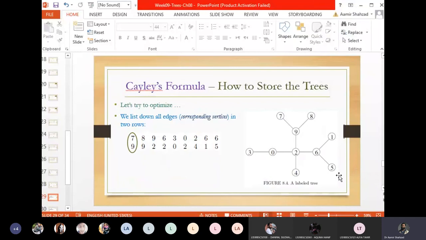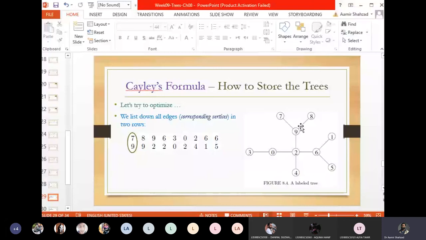Trees mein dekhen, edges itne zyada nahi hain. So we don't need to keep record of a whole adjacency matrix, which takes a lot of space. So we do something clever. Hamare paas edges hain aur edges kitne, n minus 1 edges hain. Instead of storing nodes and their neighbor nodes in an adjacency matrix, hum simple edges ko store kar lete hain. So we list down all edges.